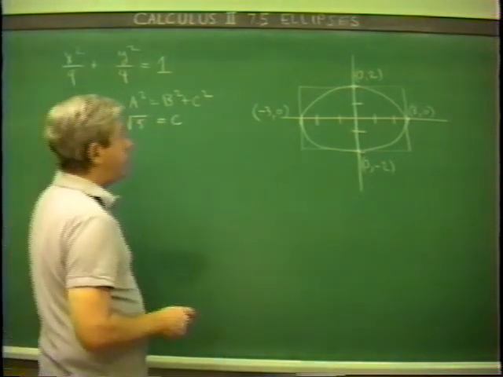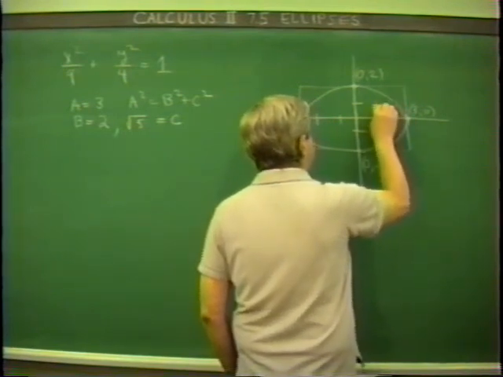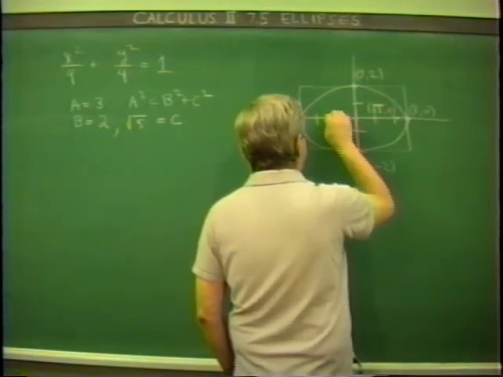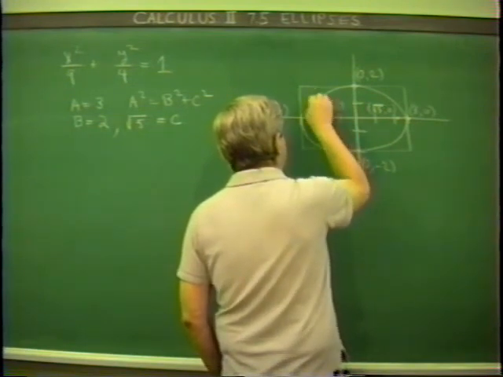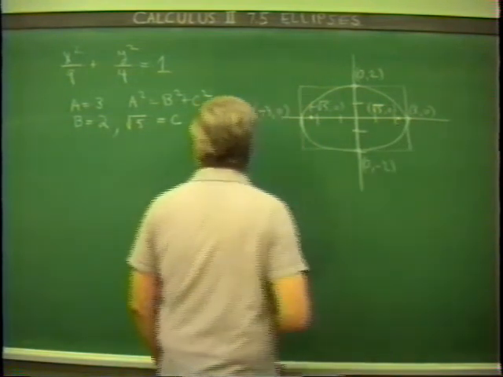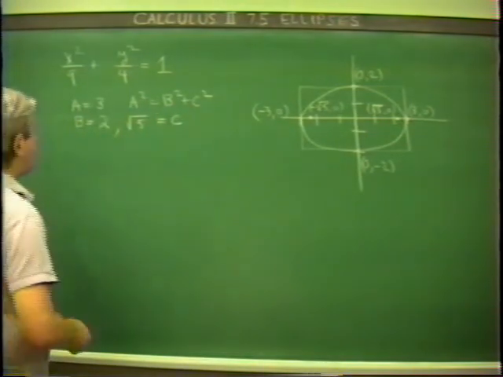And then the focus is at C, so that's at the square root of 5, which is going to be right about here. Square root of 5, 0. And there'll be a matching focus over here at minus square root of 5, 0. Like so. Now the directrix.